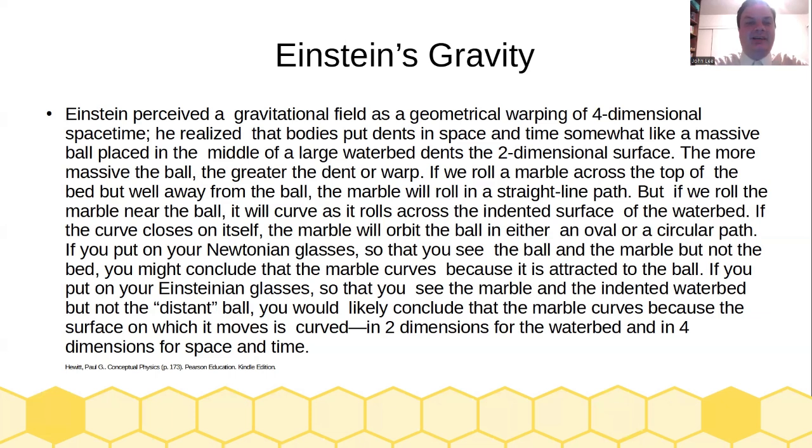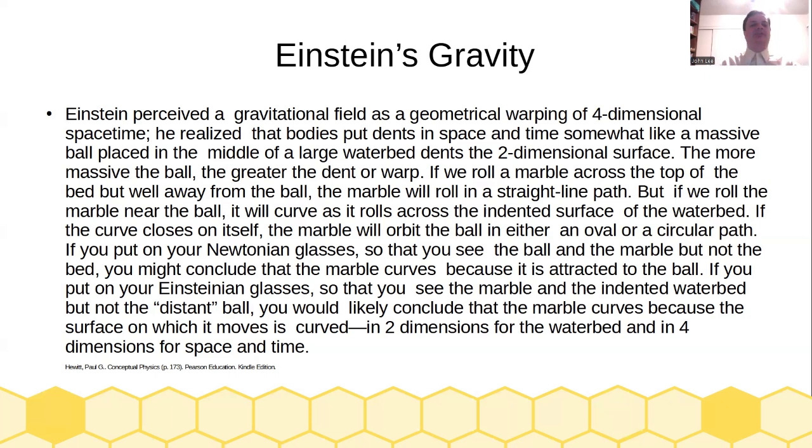If the curve closes on itself, the marble will orbit the ball in either an oval or a circular pattern. If you put on your Newtonian glasses so that you see the ball and the marble, but not the bed, you might conclude that the marble curves because it's attracted to the ball.